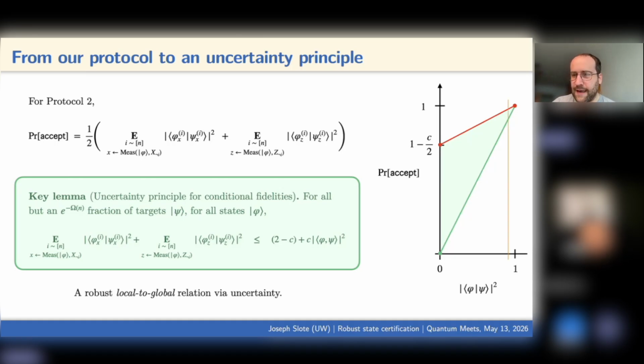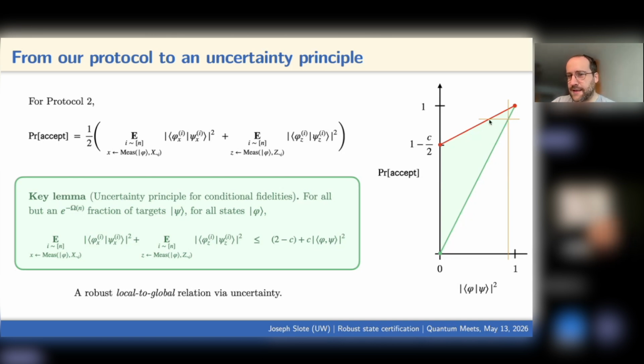Now let's think about what's the robustness of the protocol. Let's say we wanted to accept all states phi that have fidelity at least 0.9 with psi. Then we can draw this vertical line here. And what this tells us is that our probability of acceptance for this set of phi is at least this much on the y-axis. So we draw a horizontal line.